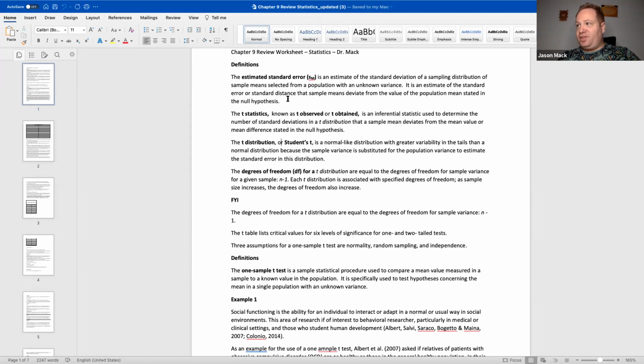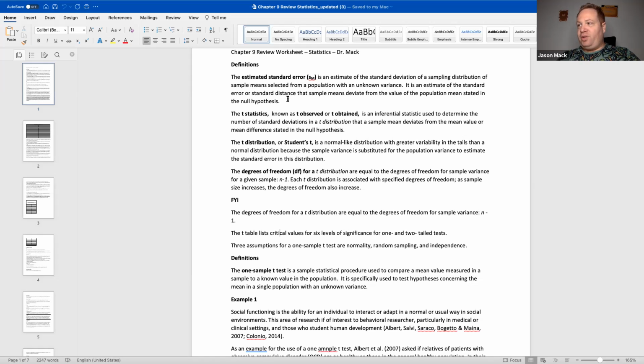hypothesis. The t-distribution, or Student's t, is a normal-like distribution with greater variability in the tails than a normal distribution, because the sample variance is substituted for the population variance to estimate the standard error in the distribution.